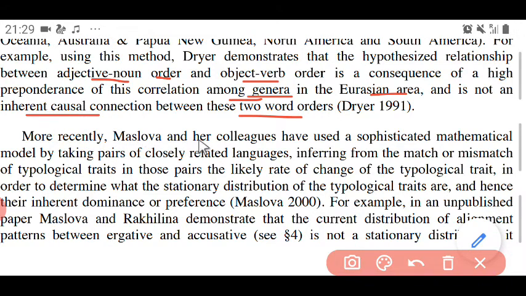More recently, Malsova and her colleagues have used a sophisticated mathematical model by taking pairs of closely related languages, inferring from the match or mismatch of typological traits in those pairs the likely rate of change of the typological trait, in order to determine what the stationary distribution of the typological traits are, and hence their inherent dominance or preference.